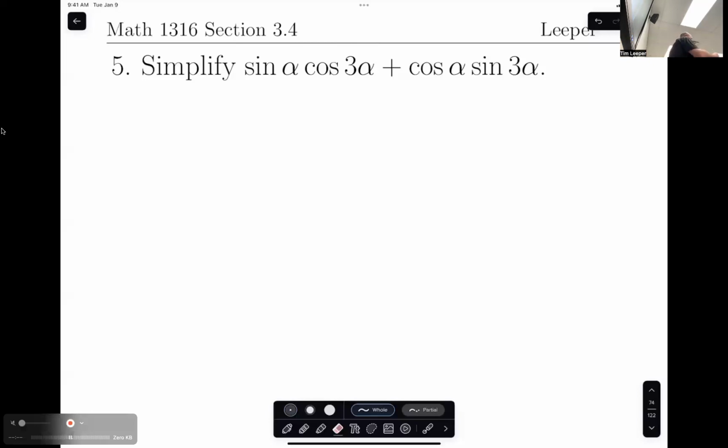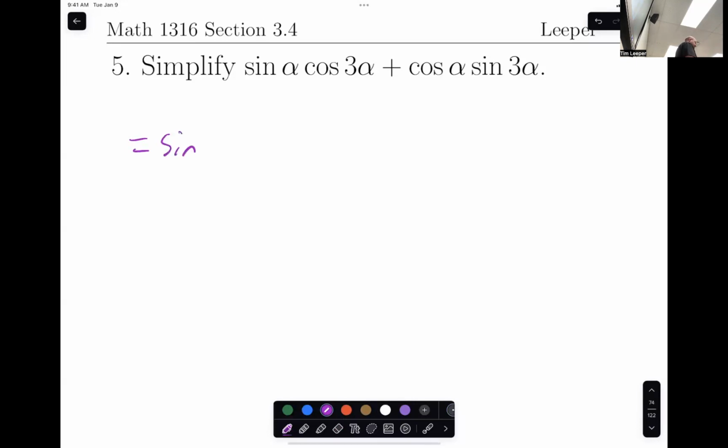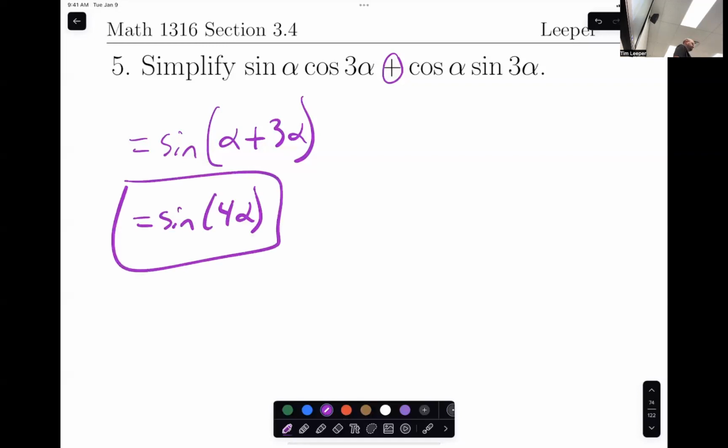Okay, so let's look at this. Notice that it's sine times cosine, then cosine times sine, and the arguments are the same for each of the first ones and second ones. So this is a sine identity. So this would be sine of, now the first argument is alpha. Notice this is plus, so there's going to be a plus there. The second argument is 3 alpha. So it's just alpha plus 3 alpha. And what is alpha plus 3 alpha? 4 alpha. And there we go.